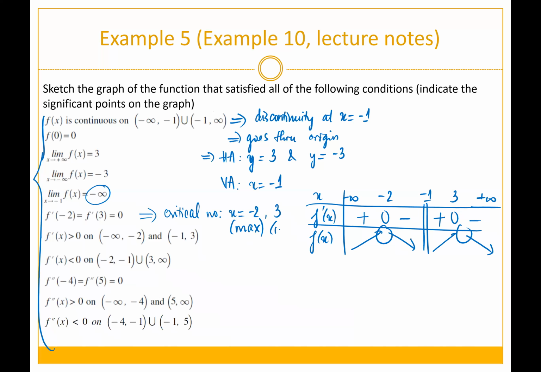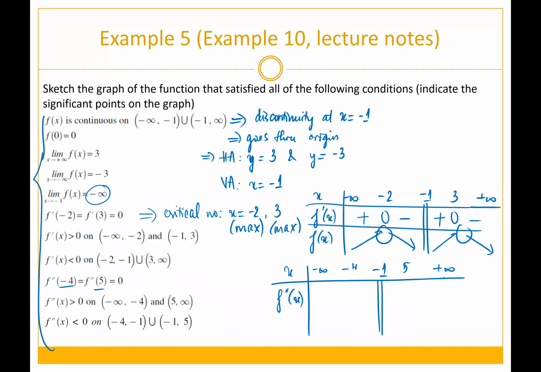Both of these. Now we look at the second derivative, and you have this -4 and 5. So you expect that you might have two inflection points, but you don't know. So you're going to start graphing on what exactly is your value. So you have -4 and 5, and you have -1 in between, which is another discontinuity.